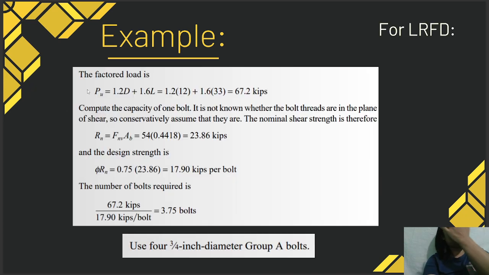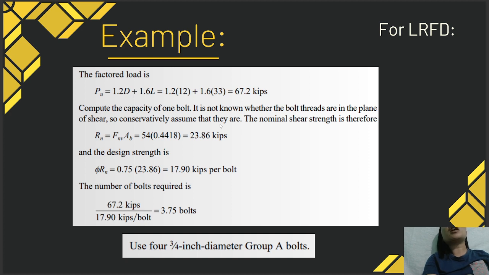For this example, first we solve for the factored load. I will do the LRFD first. In LRFD, we have the factored load 1.2D plus 1.6L, D for the dead load, L for the live load. So the factored load is equal to 1.2 times the dead load, which is 12, plus 1.6 times the live load, which is 33, and that results to 67.2 kips.